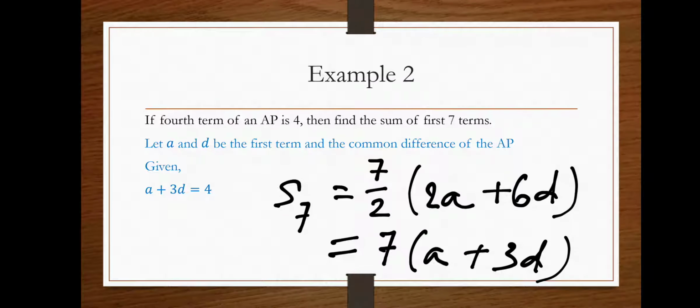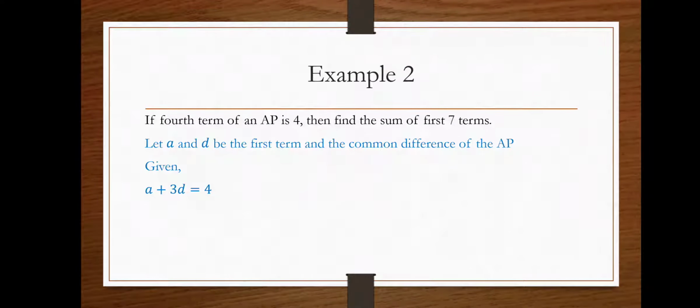I can. Now see here, this a plus 3d is exactly the value which is given. So I can replace that value and calculate, so I get my answer. This is exactly what I have written here, and that is 7 into 4, that is 28. Right?